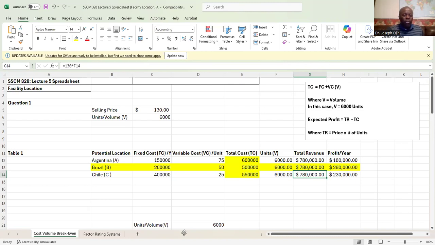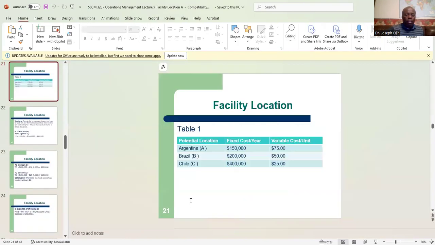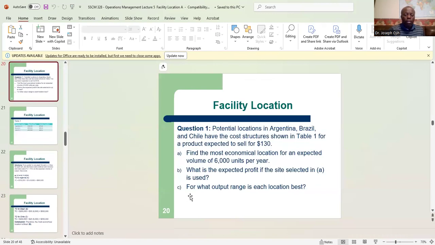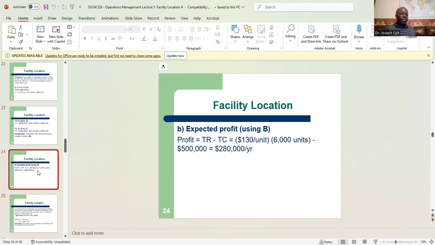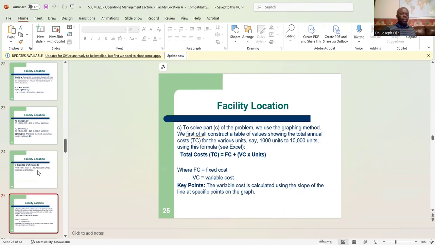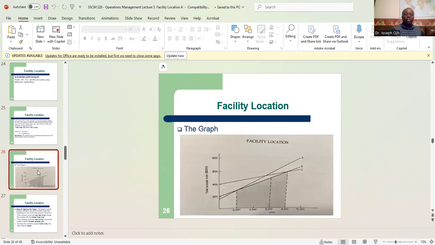Then last but not the least, the C part says, for what output range is each location the best? What output range is each location the best? You can use the graph method to do that. They draw the graph, and this is what I have.